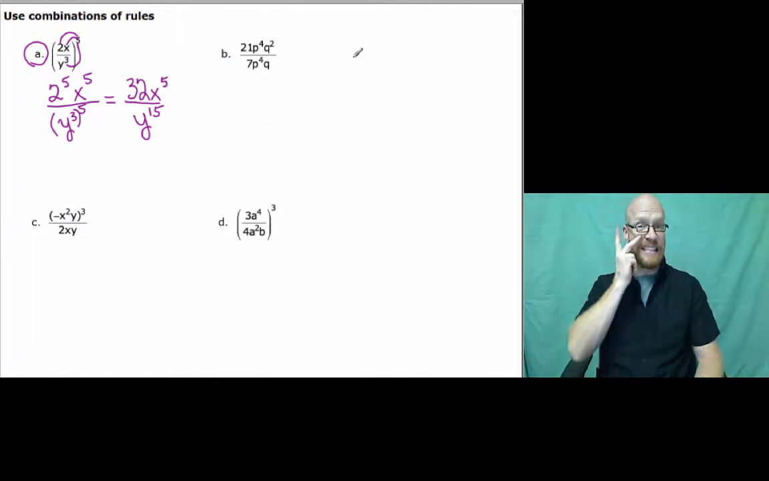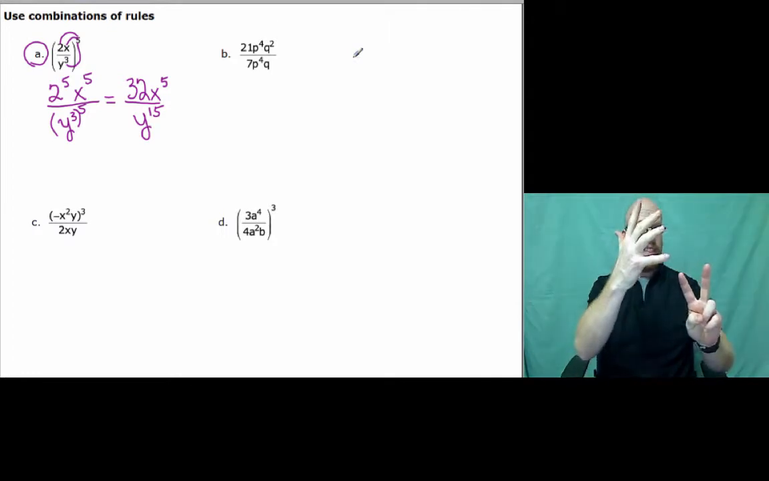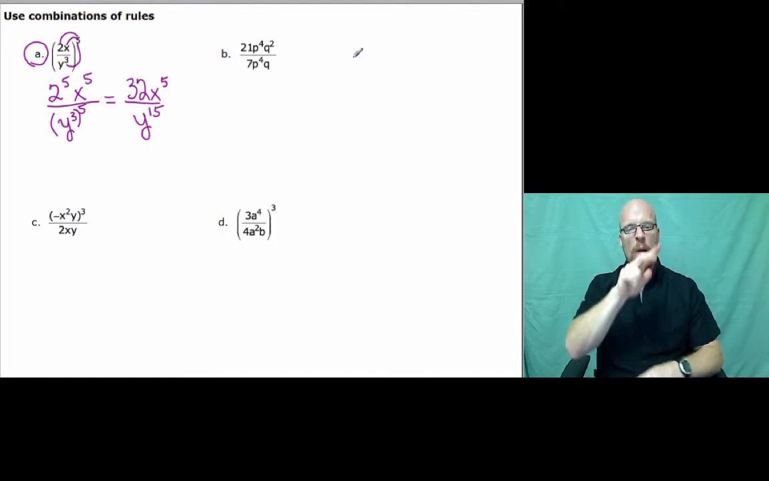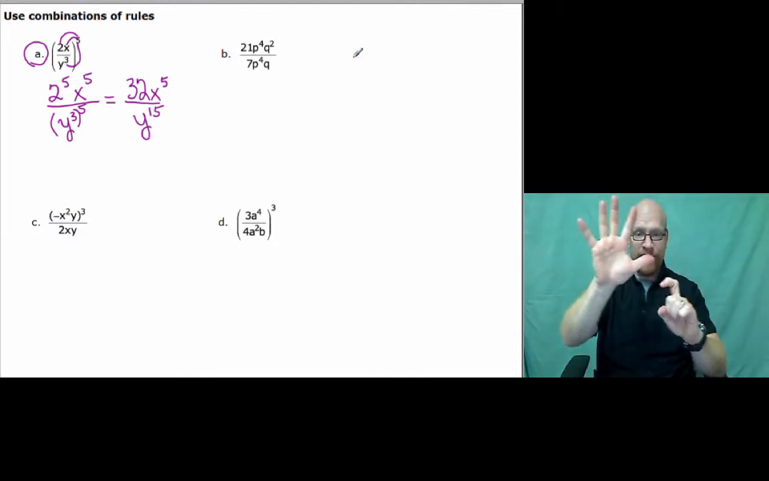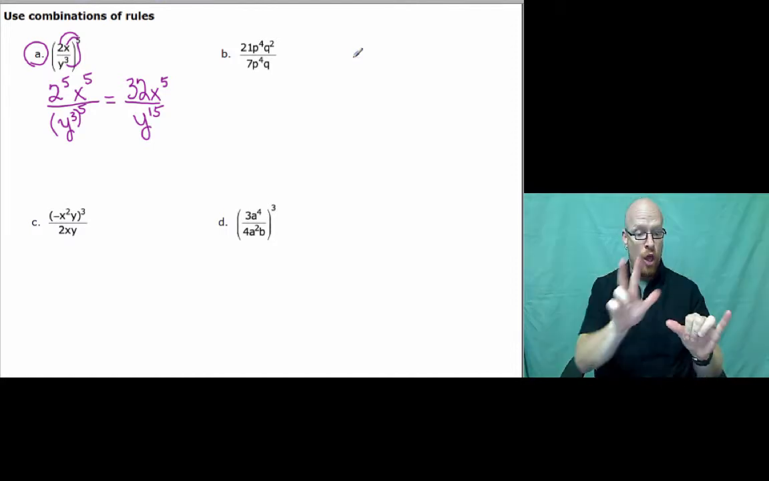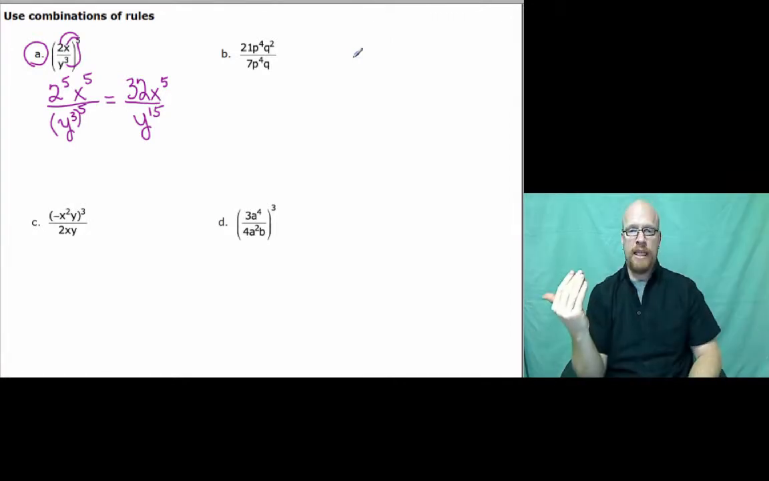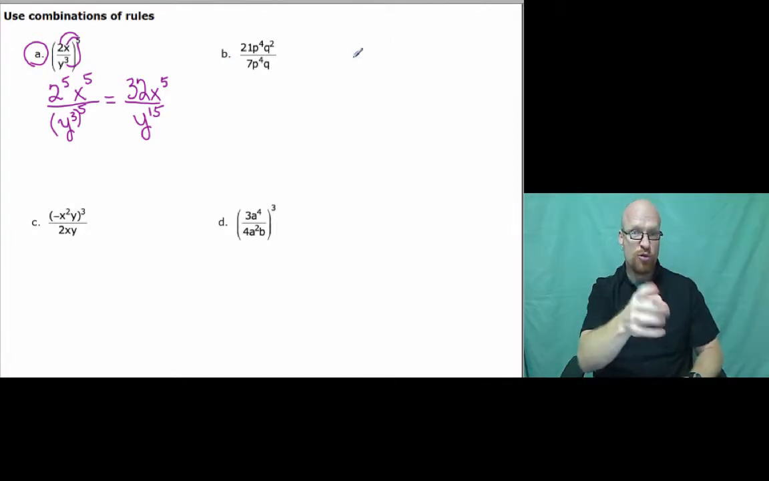Now this here, we have 2 to the fifth. If I multiply it out, it's 32. 2 times 2 times 2 times 2 times 2 is 32. Now we have x to the fifth. Our numerator is taken care of. In our denominator, we had y cubed raised to the fifth. So you multiply 3 times 5 and it's 15.